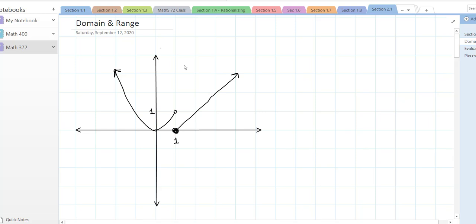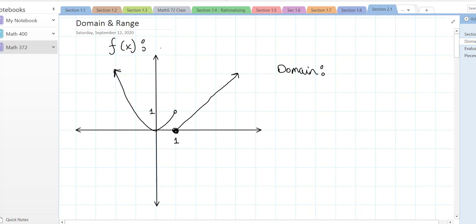Hey everybody, in this video we're going to continue studying section 2.1 functions, and we're going to talk about domain and range. So I have this function here, let me call it f of x. We don't know the rule, but we have the graph, and with the graph we can find the domain and the range. Remember, the domain is all the x values for which a function is defined.